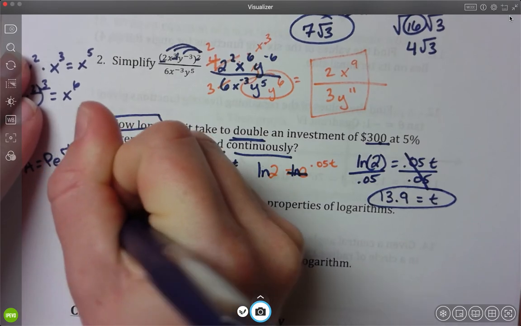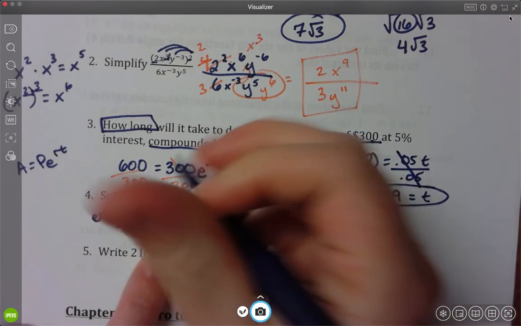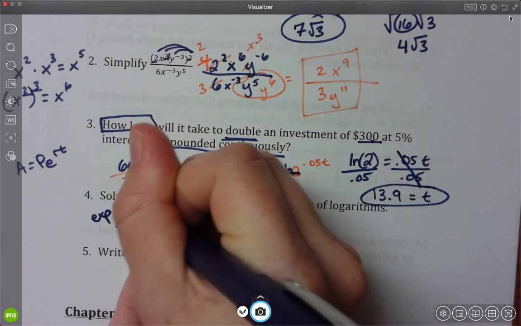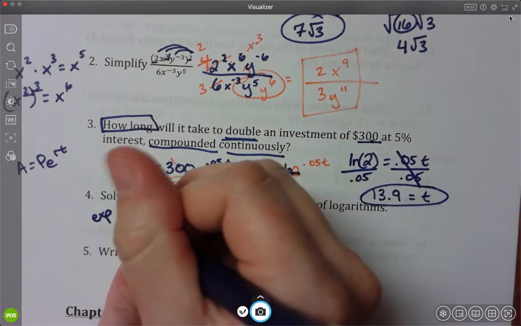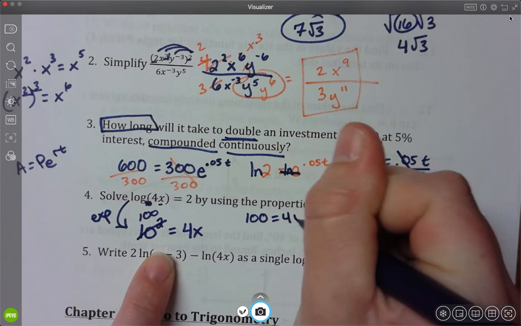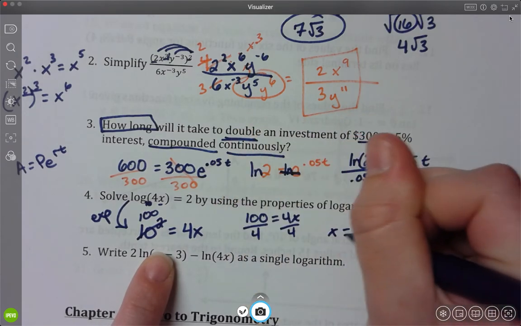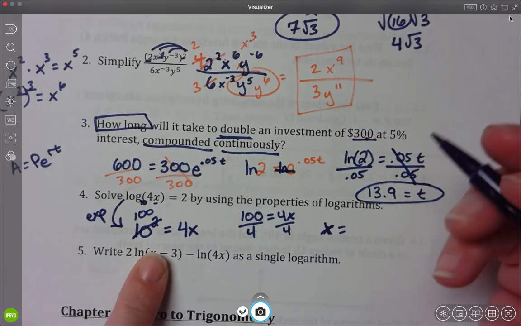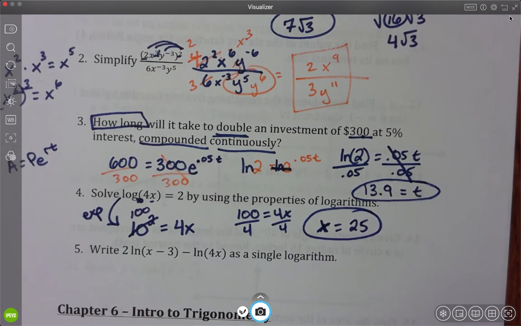When I switch it to an exponential function, the 10, the base, is going to stay, but the two other numbers switch. So this says 10 to the second power equals 4x. Well, 10 to the second power is just 100. So now I just have 100 equals 4x, and then divide by 4, which you don't even need a calculator for. 100 divided by 4 is 25, and there is what x is.